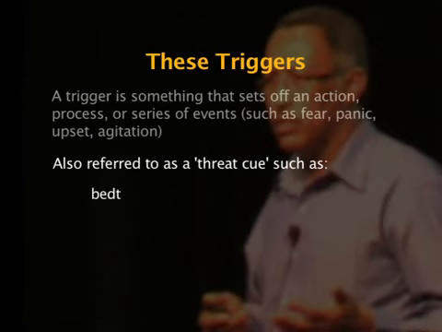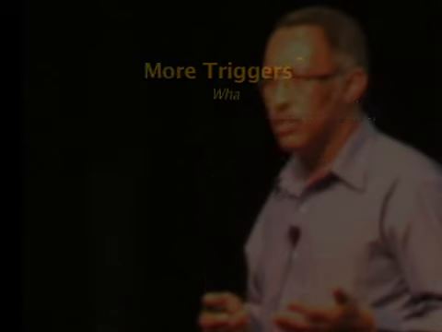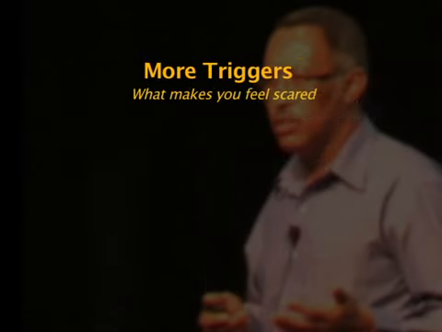For instance, bedtime is a trigger for some individuals. Why? Because when you look at their history and you ask the appropriate questions as to what happened to them, many will tell you that it was bedtime when the sexual abuse would occur. Room checks, another issue, for the same reason. Flashing flashlights coming in would quite often be triggering. Large men, yelling, people being too close. Also looking at a host of other things.